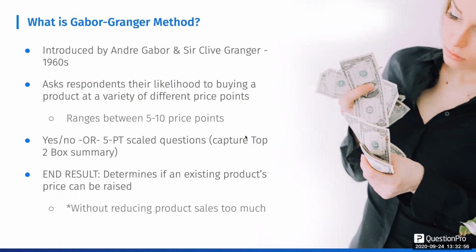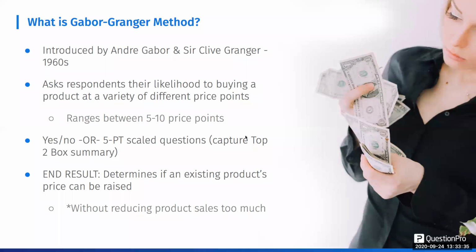It's used primarily on existing products to determine if you can raise the cost of something that you sell without sacrificing or reducing product sales too much. Essentially, the decrease in sales should not outweigh the increase in return on investment or in profit. I'll get into that and show you visually how that would work. It also asks respondents about all these different price points, though they most likely won't all be shown, and we'll get into that shortly as well. The end result is that you're able to determine if an existing product's price can be raised.